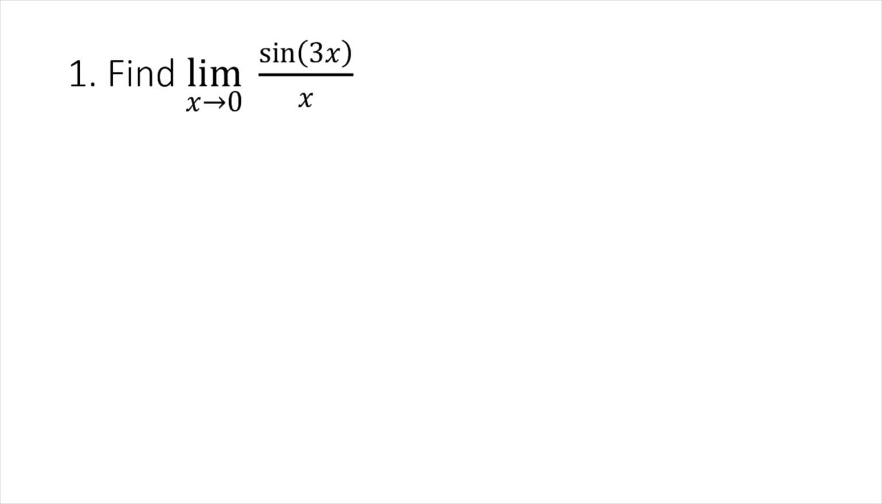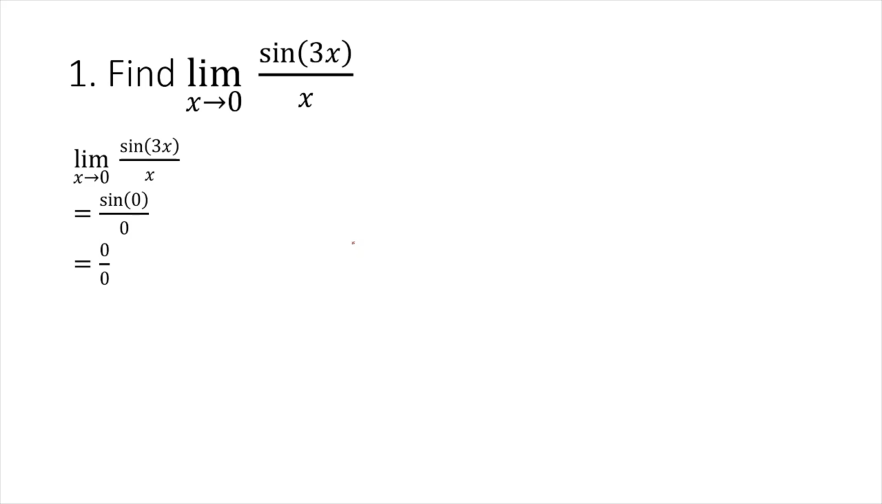First, we have the limit of sine of 3x over x as x approaches 0. Notice if we apply direct substitution, we get sine of 0 over 0, where sine of 0 is 0. So the result is an indeterminate form, 0 over 0. Now let's see if we can apply the special trigonometric theorems.